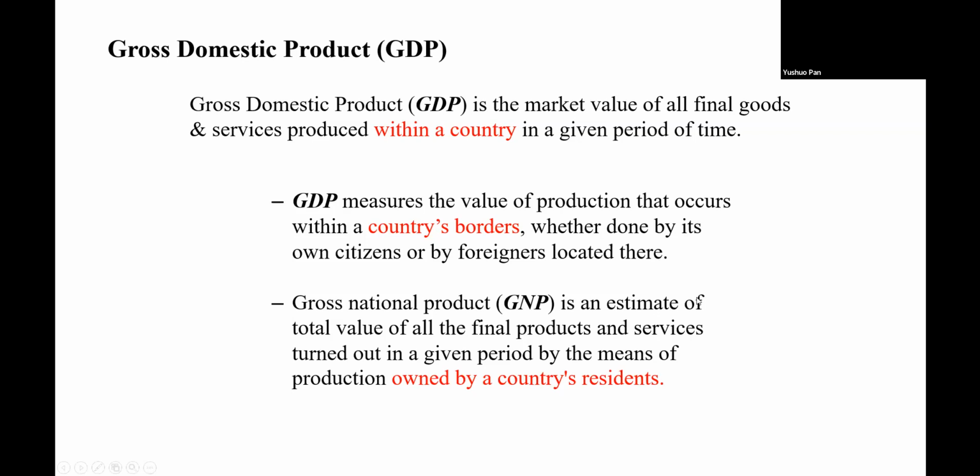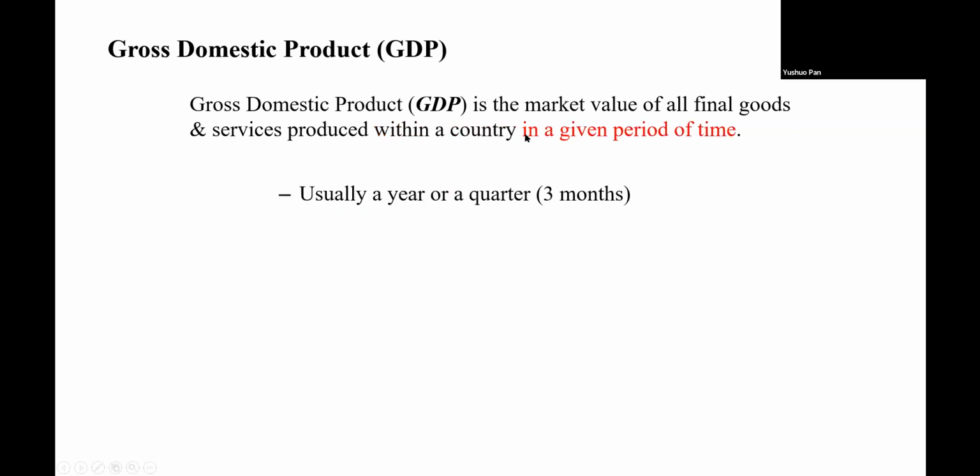The next part I want to emphasize is "in a given period of time." Usually you can see the Fed or the US government release the GDP every quarter and every year. So GDP can be measured quarterly or yearly. A quarter is 3 months, right? So you can see two GDPs: one is quarterly, the other is yearly.